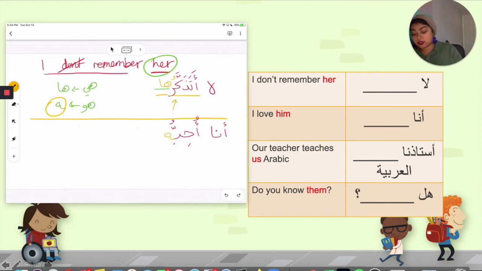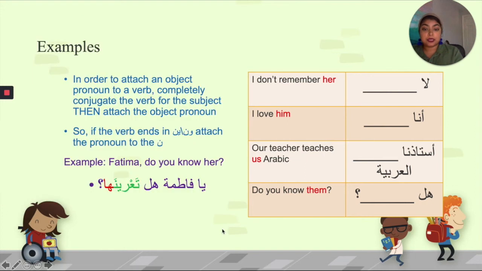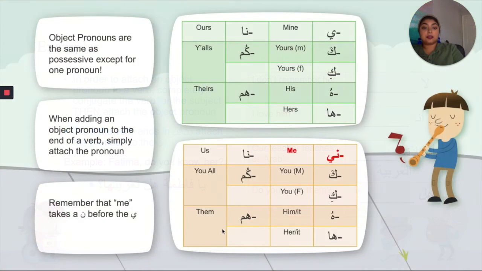Okay? So this right here, as you're doing this, keep this chart open. So we're using the second chart. This second chart is for objects. Keep it open so that you can refer back to it.